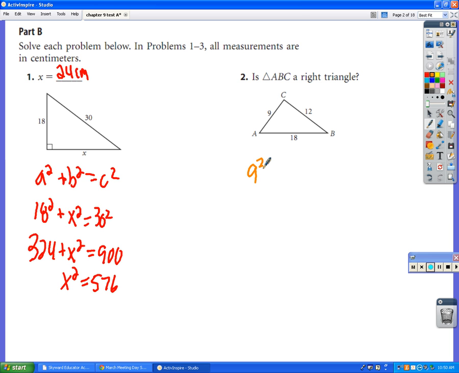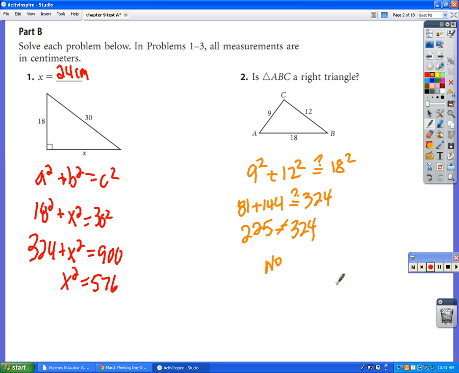How can you tell if that's a right triangle? You figure out, does 9 squared plus 12 squared equal 18 squared? Okay? 9 squared is 81. There's 144. And those add up to 225. So the answer is no.